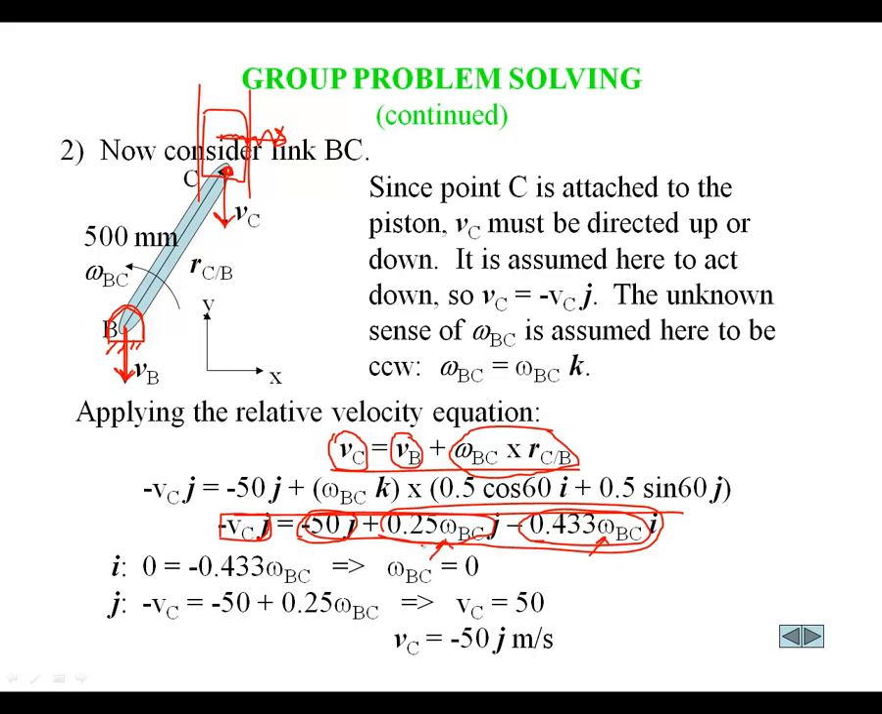So we know that this 0.433 omega BC has to be equal to 0 because the I component of the velocity is 0. So that tells us immediately that omega BC is 0. And if omega BC is 0, then this portion drops out and we're only left with velocity C of negative 50J. There we go. So we use this relative motion analysis to figure that out.